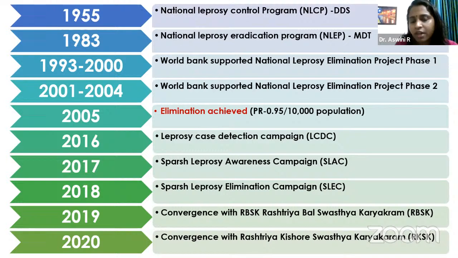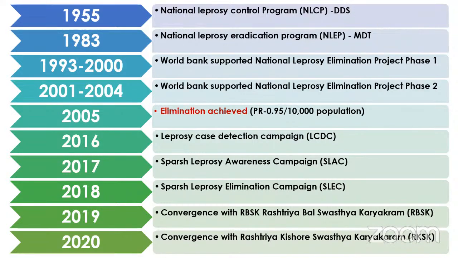And by 2005 December, we could achieve elimination. Actually, it was a statistical elimination. That is, the target was a prevalence rate of less than 1 per 10,000 population. So we reached a target of 0.95, so that our country, India, was declared eliminated of leprosy. And after this elimination, all the vertically organized programs were disintegrated into the general healthcare system.